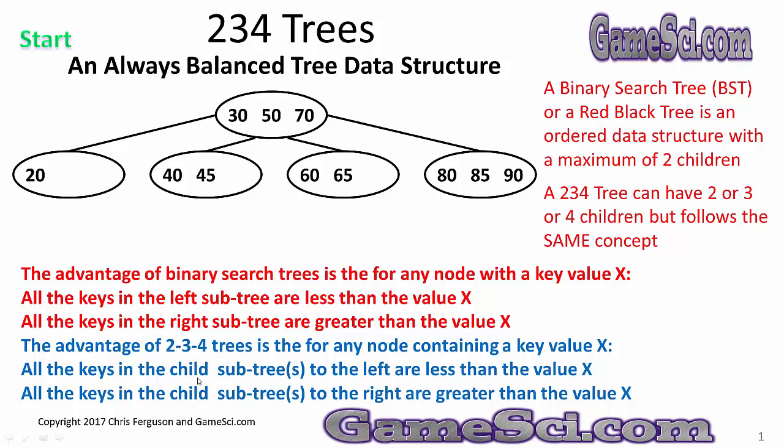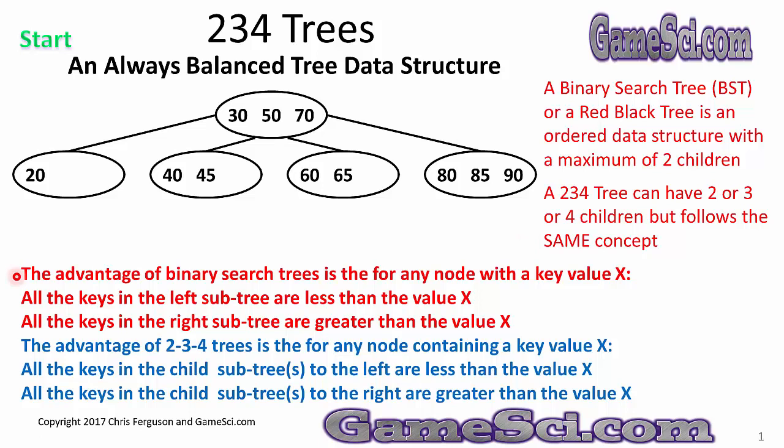Hi diddly ho, neighborinos. Welcome to the lesson on 234 trees, an always balanced tree data structure. A binary search tree, BST, or a red-black tree is an ordered data structure with a maximum of 2 children. A 234 tree can have 2, 3, or even 4 children and follows the same concepts.